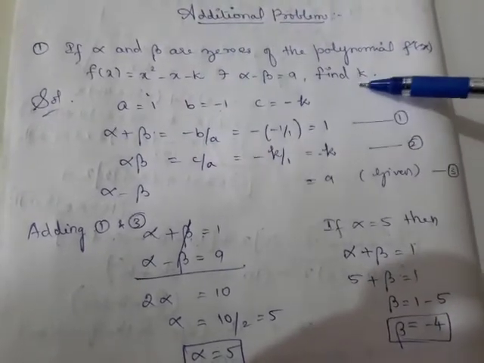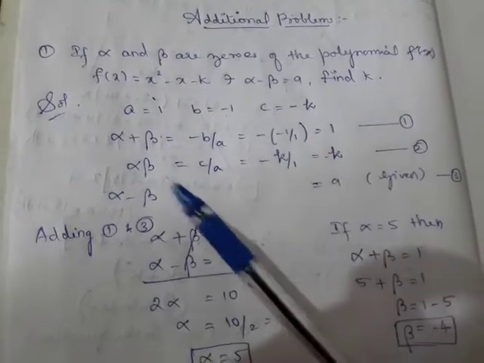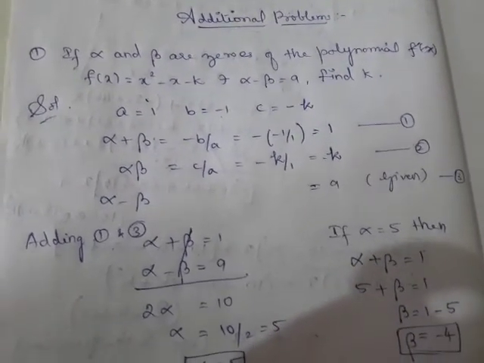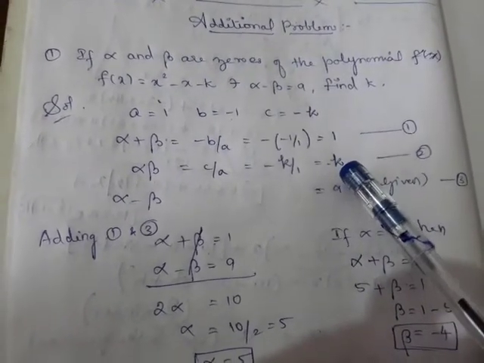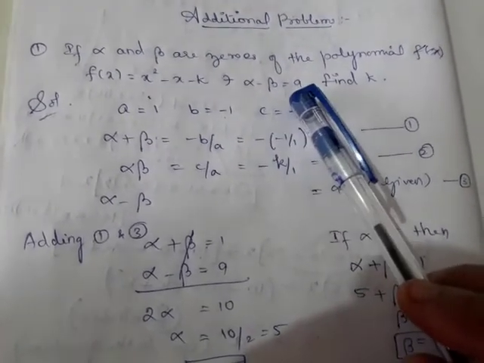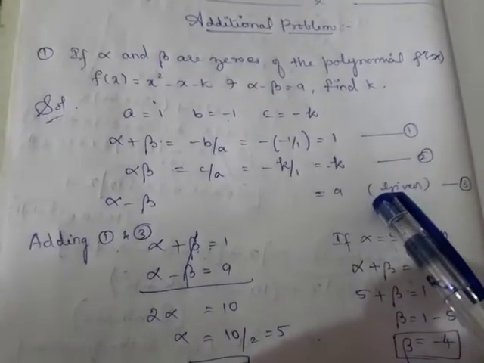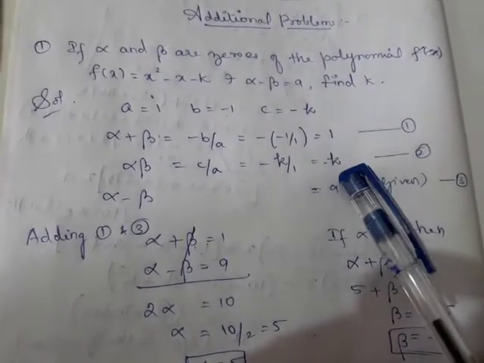Actually our aim is to find k. In the relation alpha beta is equal to minus k, both alpha and beta are unknown values, so with that we cannot find the value of k. So we are going to use the clue given in the question: alpha minus beta is 9. Now we have three equations, so try to solve these three equations to find the value of k.